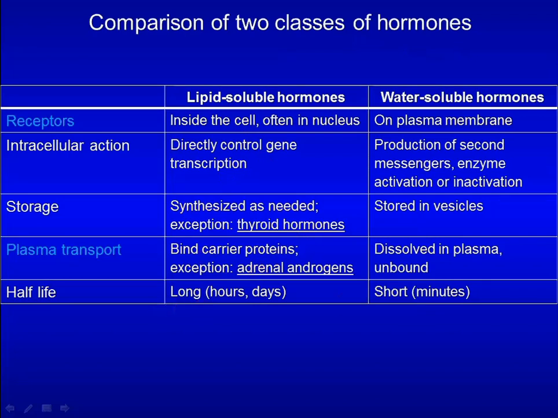In comparison, water-soluble hormones have receptors on plasma membrane. They utilize second messengers, leading to enzyme activation or inactivation. After synthesis, they are stored in vesicles. They dissolve in plasma unbound. They have short half-lives.